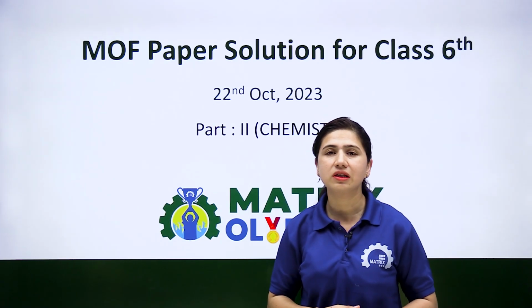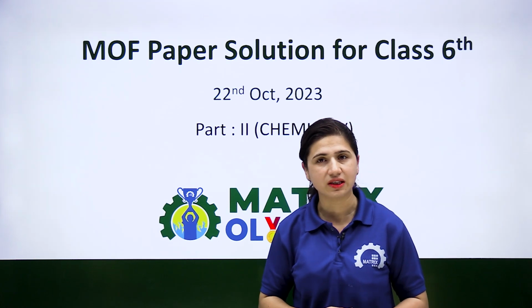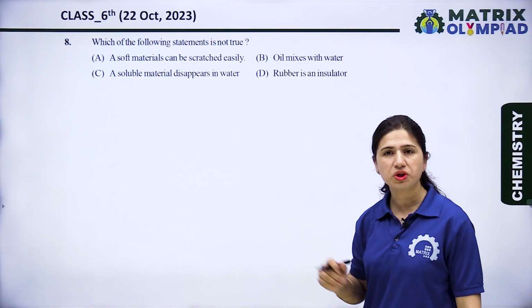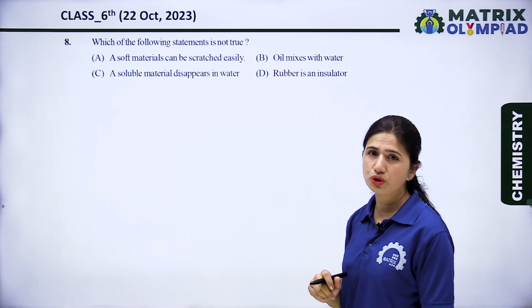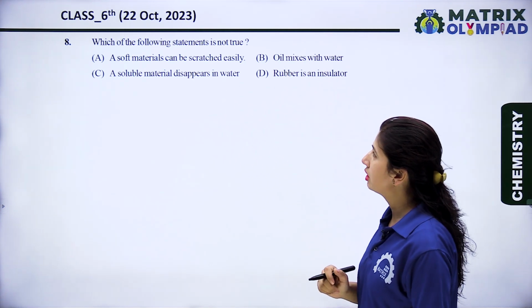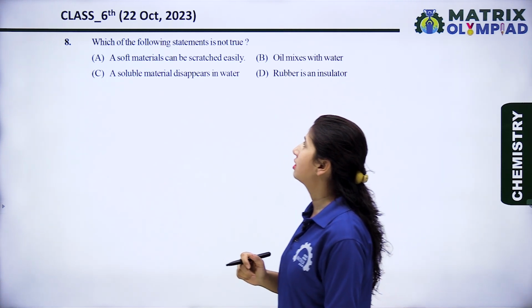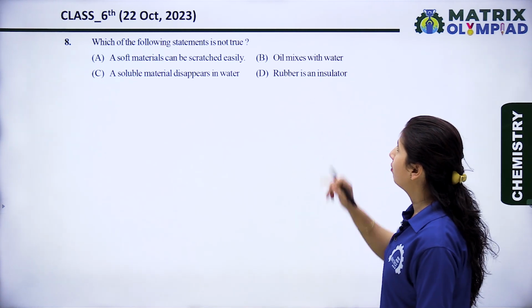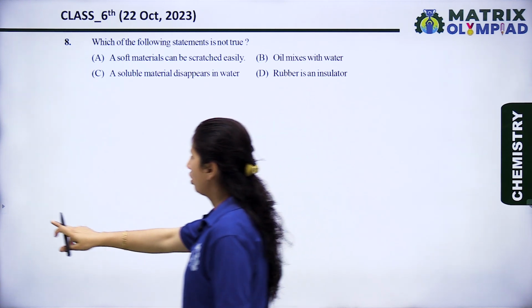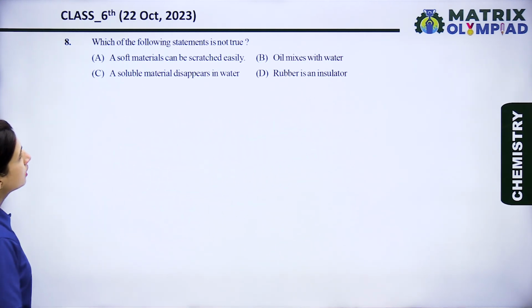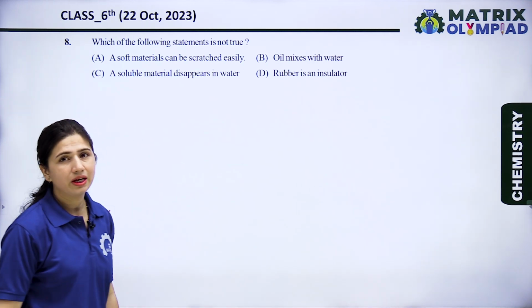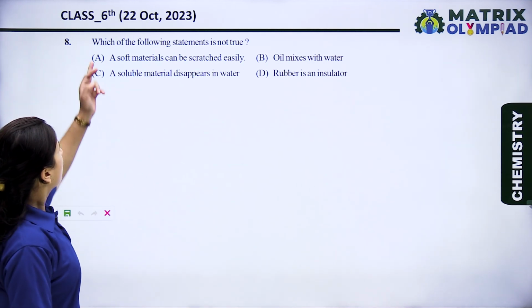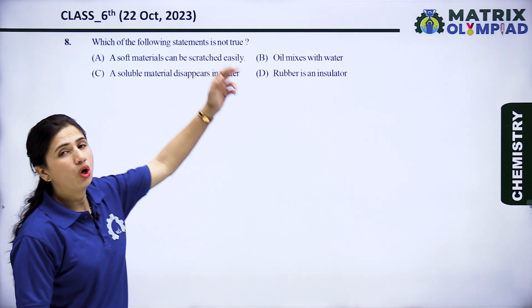Now we will discuss the chemistry part of class 6th. Yes, the question is, which of the following statement is not true? First statement is, a soft material can be scratched easily. Oil mixes with water. A soluble material disappears in water. And the fourth option is, rubber is an insulator. So, which of the following statement is not true?